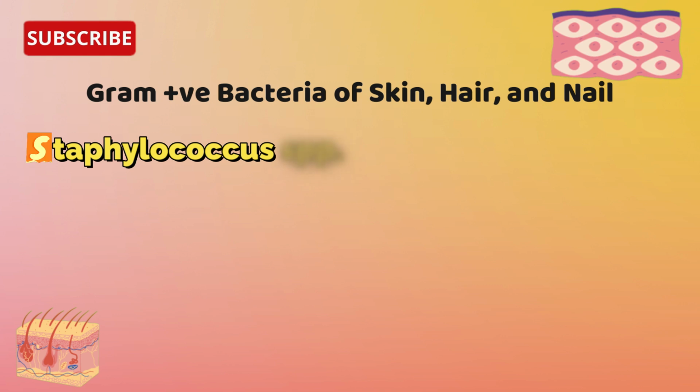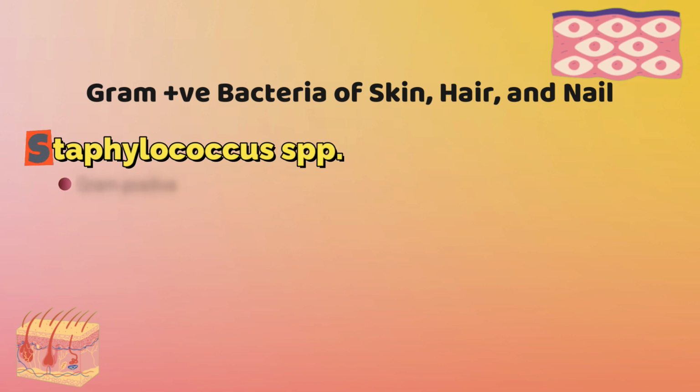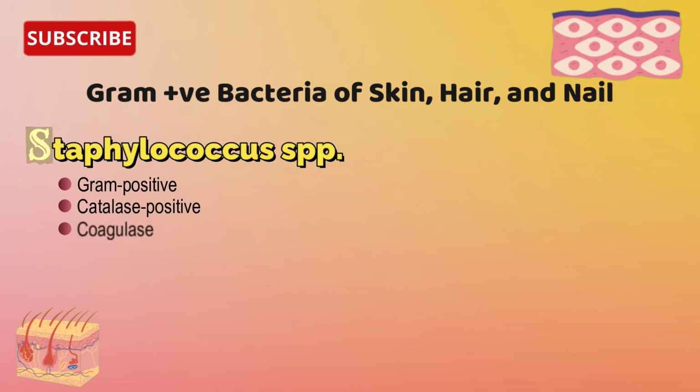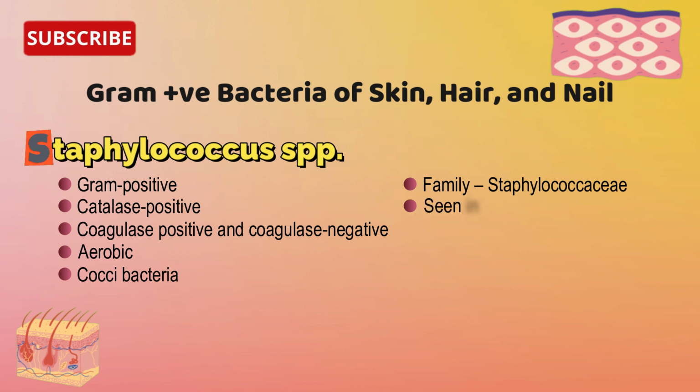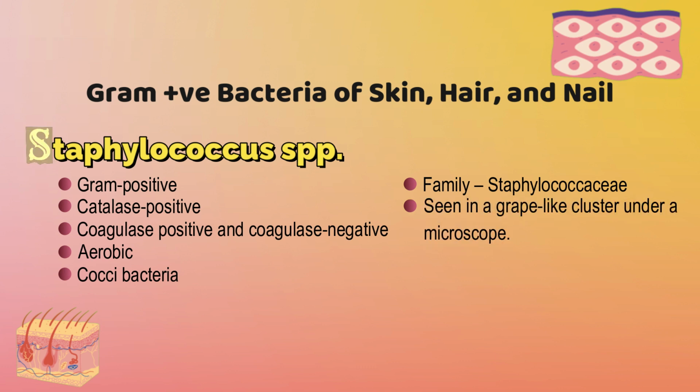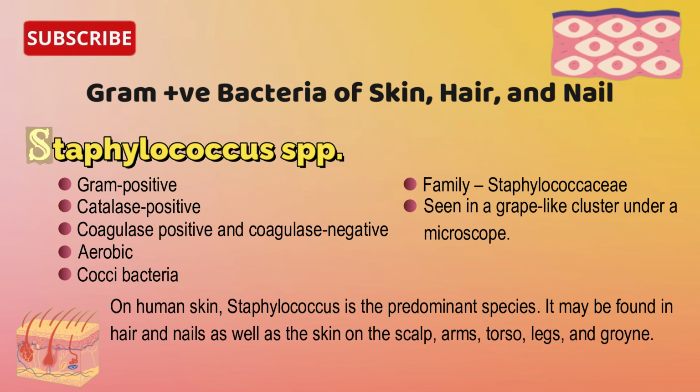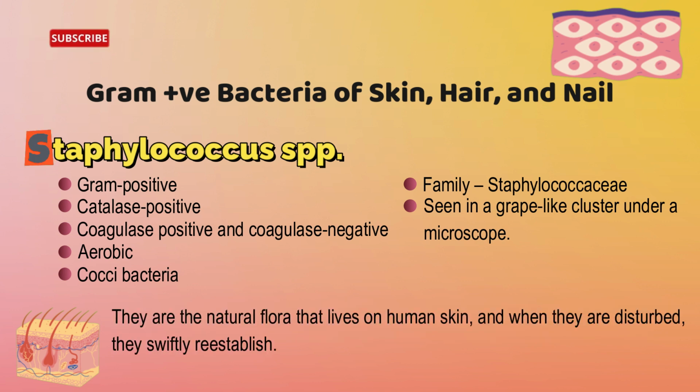First comes the Staphylococcus species. These are gram-positive, catalase positive, coagulase positive, and might be negative as well, aerobic, cocci bacteria, and belong to the family of Staphylococcaceae, seen in a grape-like cluster under a microscope. On human skin, Staphylococcus is the predominant species. It may be found in hair and nail as well as the skin on the scalp, arms, torso, legs, and groin. They are the natural flora that lives on human skin, and when they are disturbed, they swiftly re-establish.